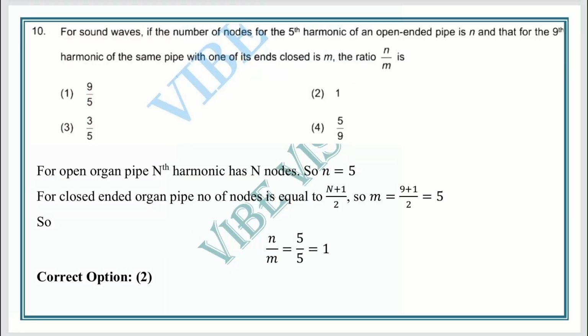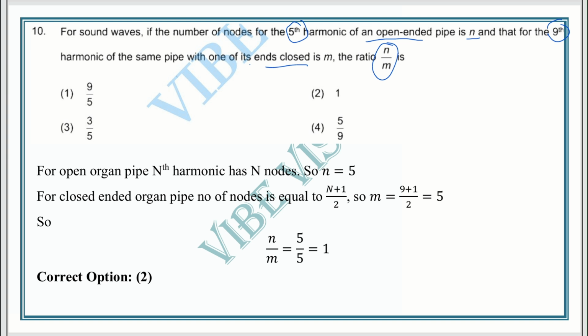Okay, now coming to question number 10. Here it is given for sound waves, if the number of nodes in the fifth harmonic for an open organ pipe is N, and that for the ninth harmonic of the same pipe with one of its ends closed is M, then find N by M. So he is asking to find the ratio of the nodes in the open pipe to the closed pipe.